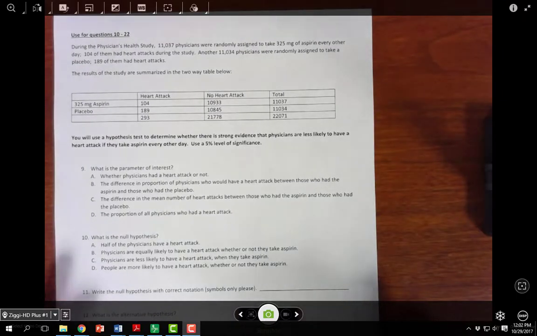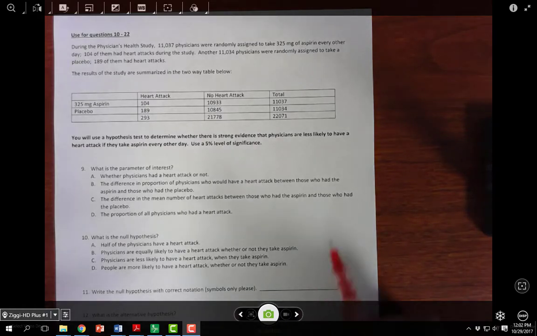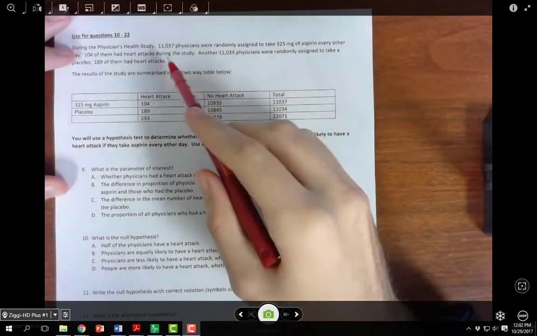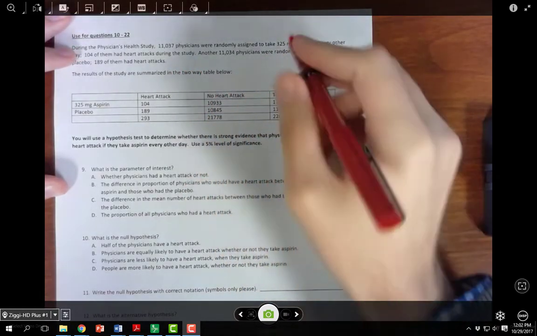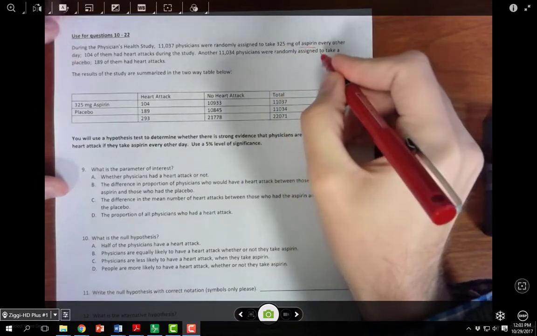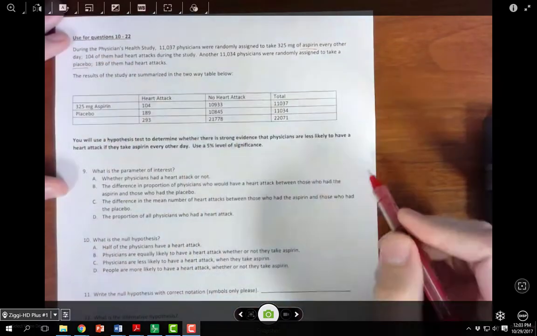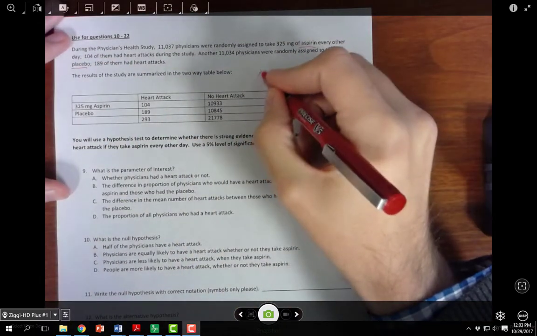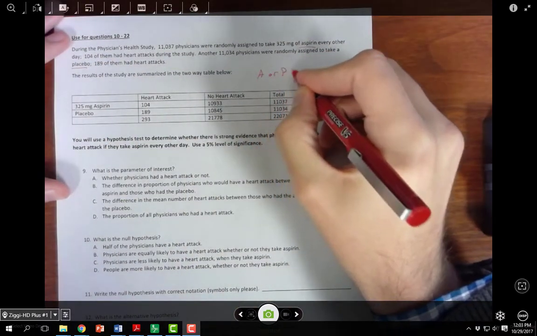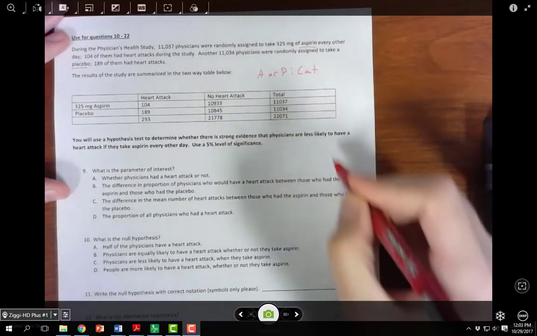So we want to know what is the parameter of interest. To figure out what the parameter of interest is, you want to figure out what type of variables you have. So it says 11,000 physicians were randomly assigned to take 325 milligrams of aspirin every other day, and another 11,000 were randomly assigned to take placebo. So we're dealing with aspirin or placebo, and that's going to be categorical.